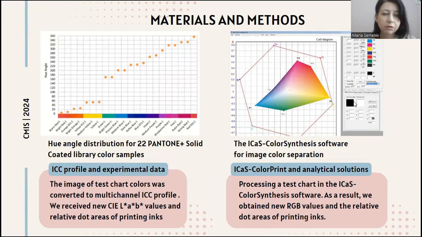A color chart consisting of 22 Pantone solid coated library color samples. Each sample has its CIELAB values that must be followed during the printing process. The image of the test chart colors was converted to the multi-channel ICC profile Fogra 55. As a result, we obtained 7 channels, CMYOGVK, instead of the 3 RGB. Thus, we received new CIELAB values and relative dot areas of printing inks.